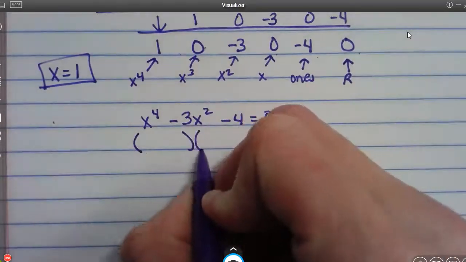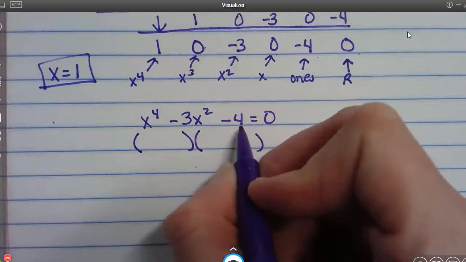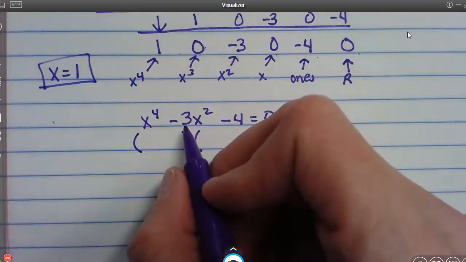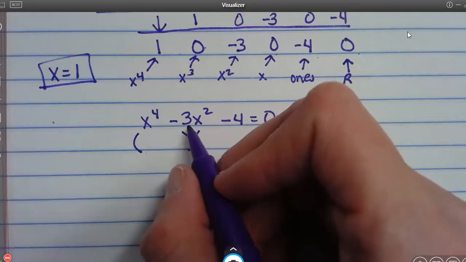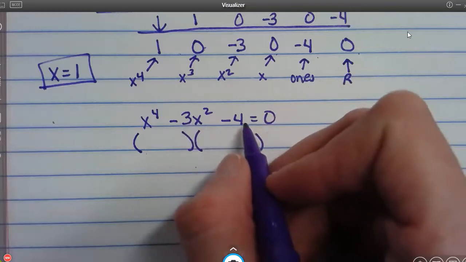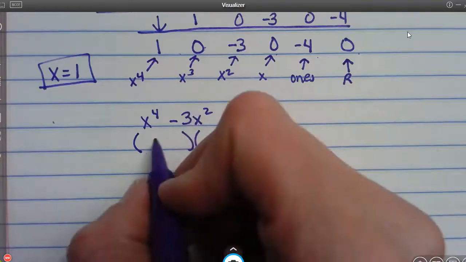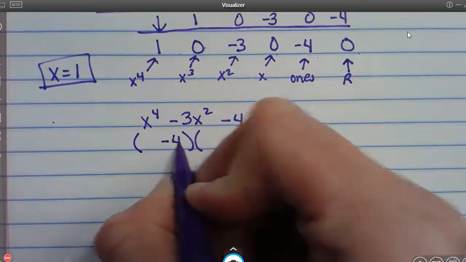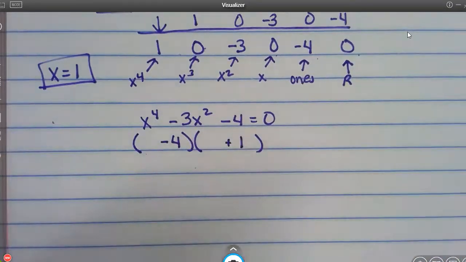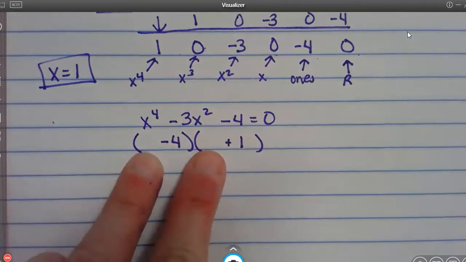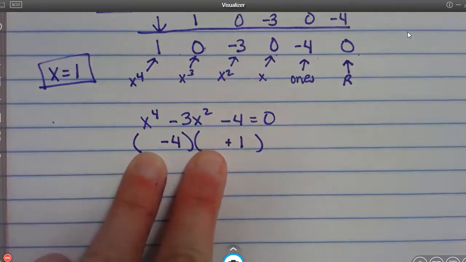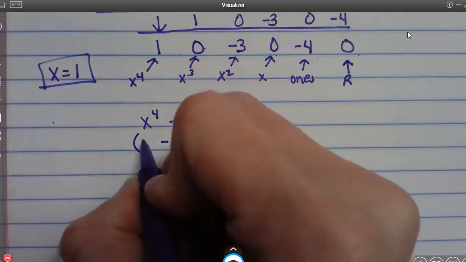But the thought process of I want to find what numbers multiply to negative 4 and add to negative 3, that process is the same. So we want a negative 4 and a positive 1. What goes in these spots? Yeah, Julia? Good. X squared.